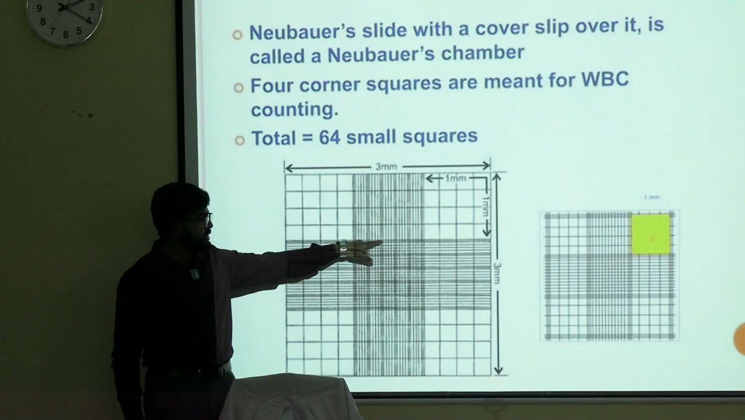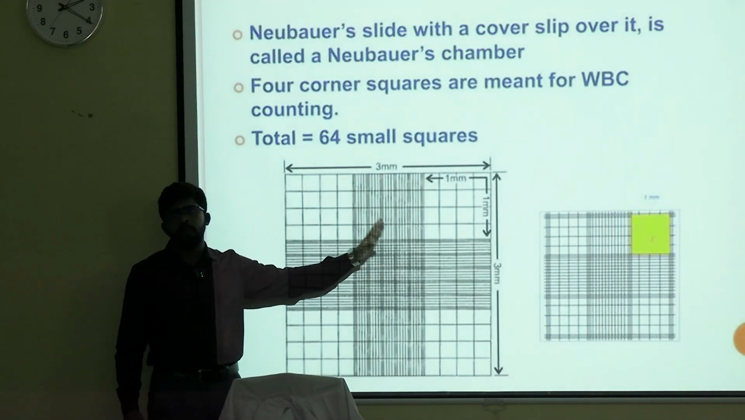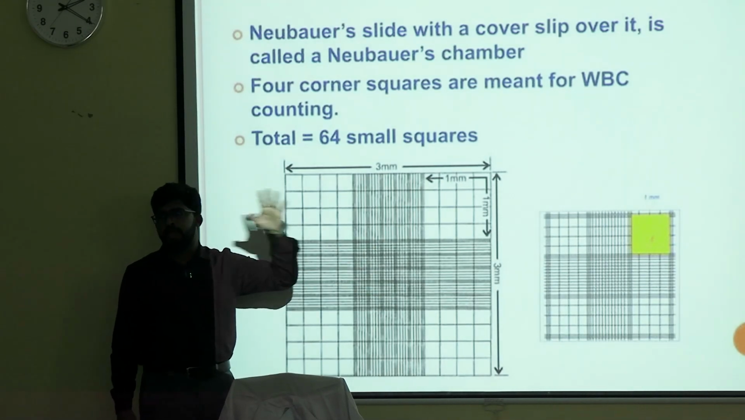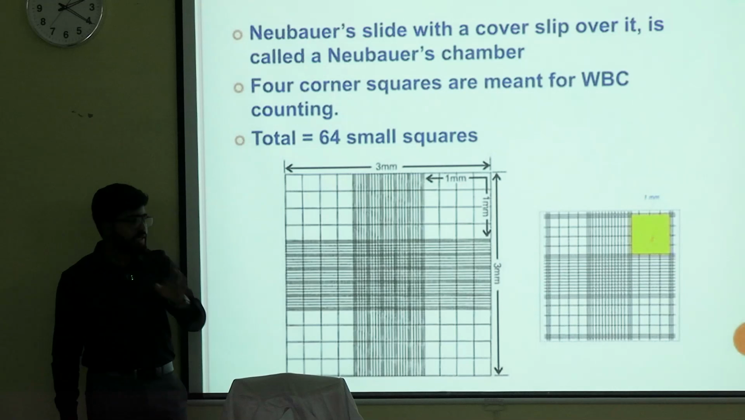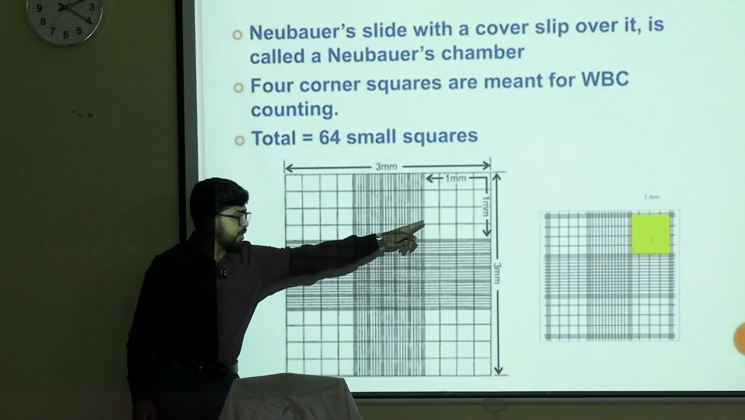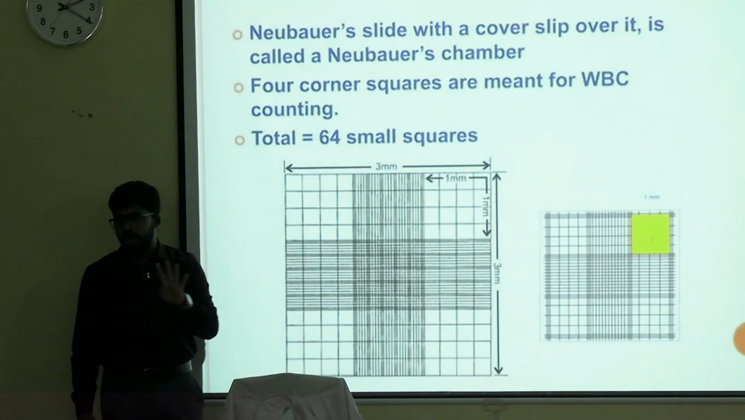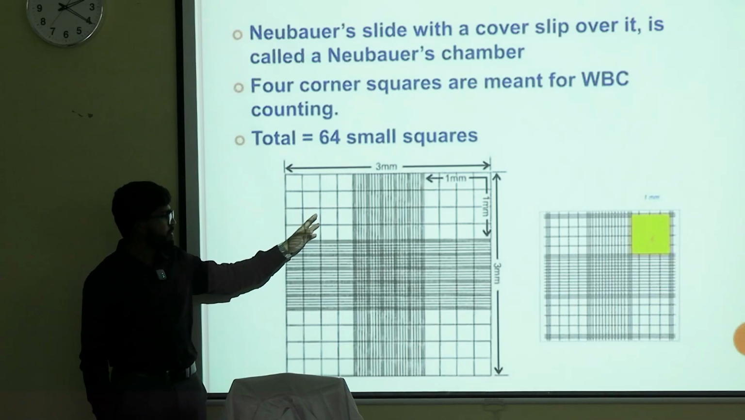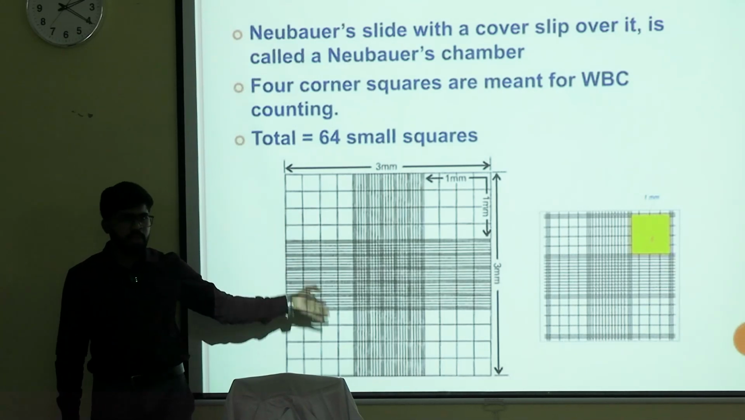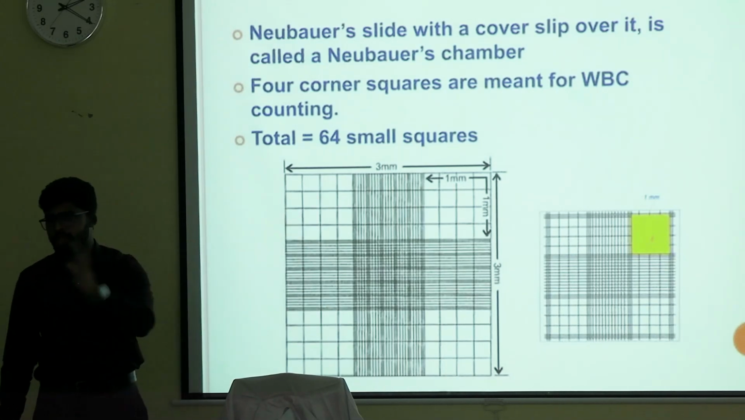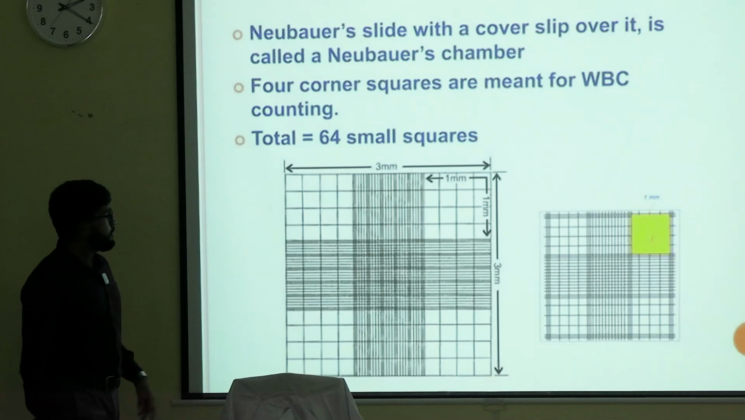You have considered this central large square in case of RBC count. Now in case of WBC count, we will be considering the corner large squares. There are 4 large squares in the 4 corners. We will be considering these 4 large squares in case of total WBC count. Okay.